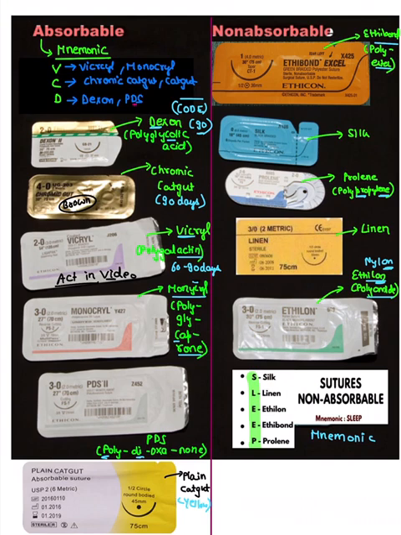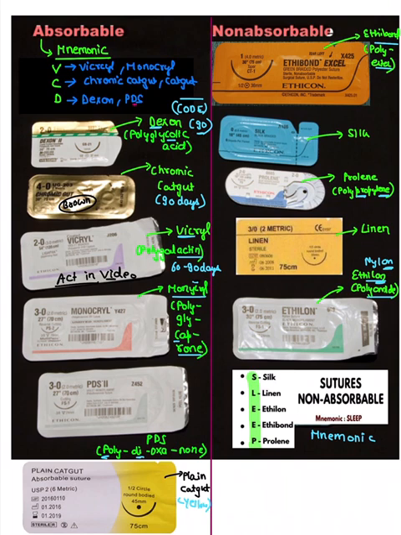Then Ethibond. For Ethibond, the mnemonic is polyester. So the mnemonic is on ester: people bond with each other. So this is Ethibond. Then we have P, that is Prolene, that is polypropylene. The entire name Prolene comes under polypropylene. So I think this helps you know the absorbable and non-absorbable.